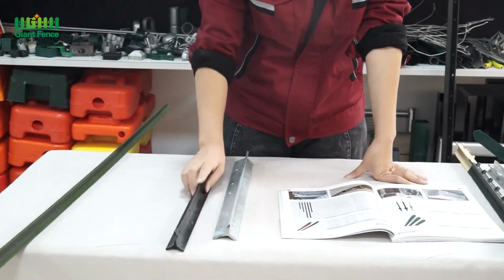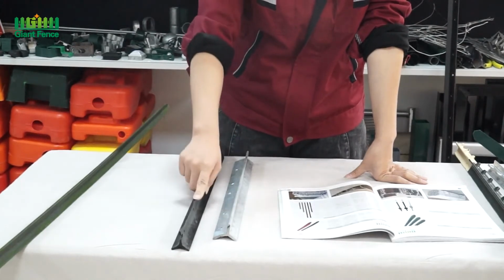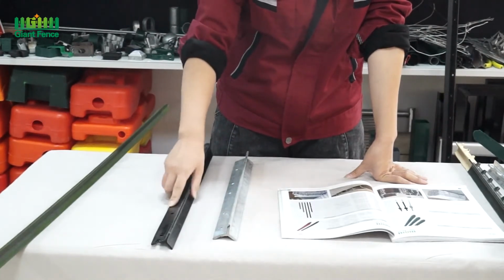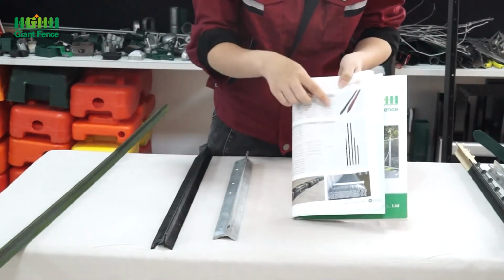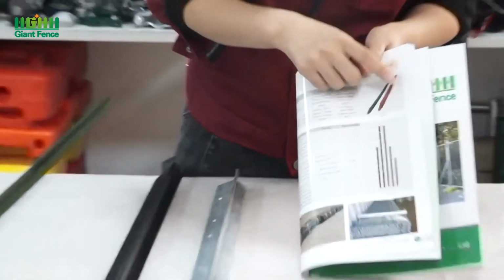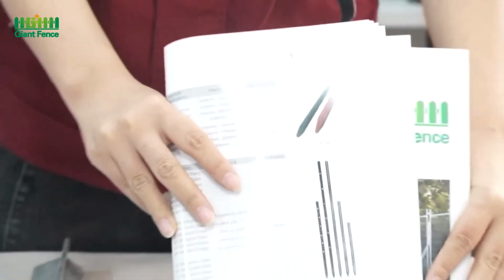For the surface treatment, this one is hot dip galvanized and this one is painted. If you don't like the black one, we also have this one. You can see the picture. This one is green and this one is brown, but the common color is black.